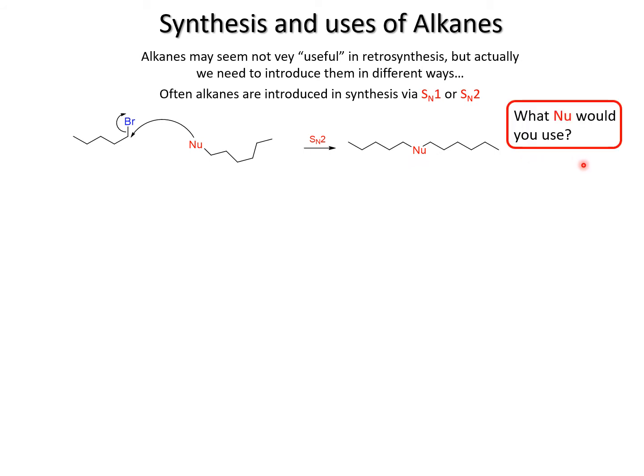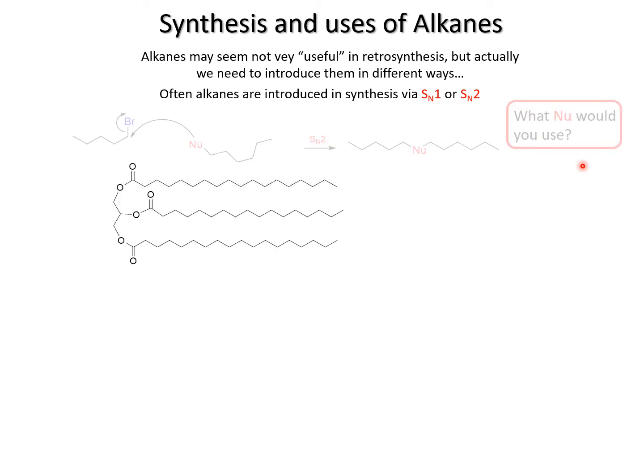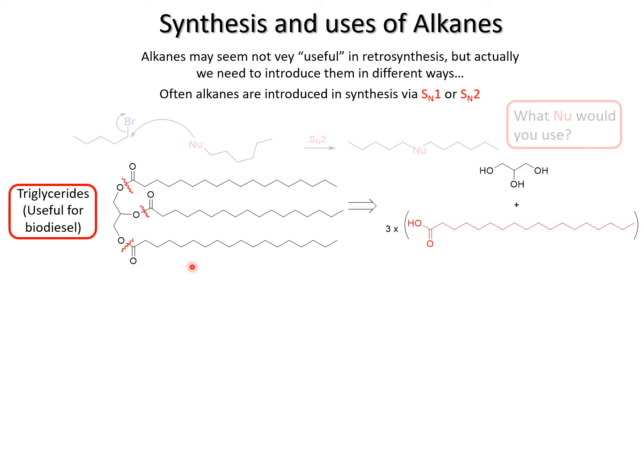But the question now is, how can you make these nucleophiles? So for instance, we can imagine having these kinds of structures. This one is actually a triglyceride, and triglycerides are quite useful for the synthesis of biodiesel. We can cut in the proper retrosynthetic approach, and we can end up having two different functions. A glycerol, which is this one, is a triol.